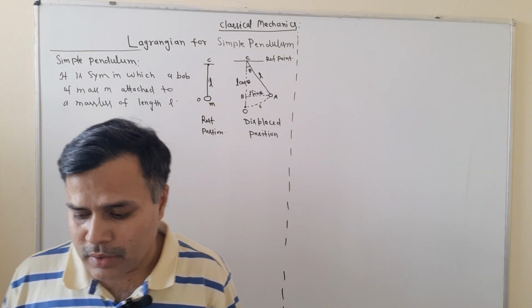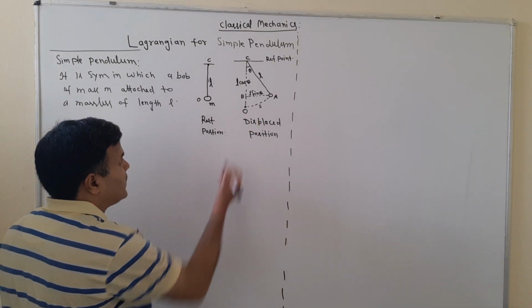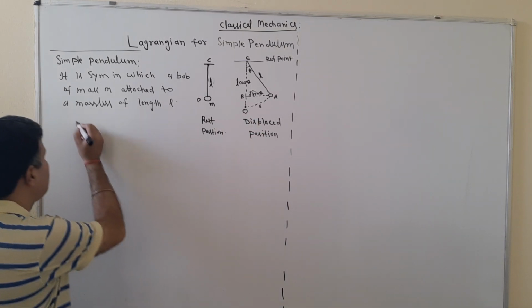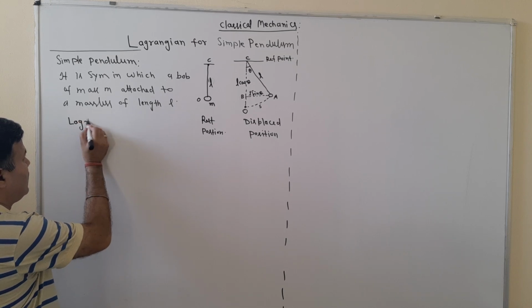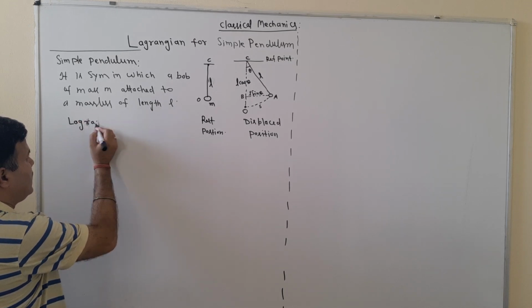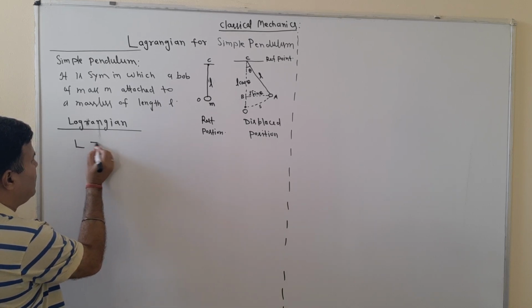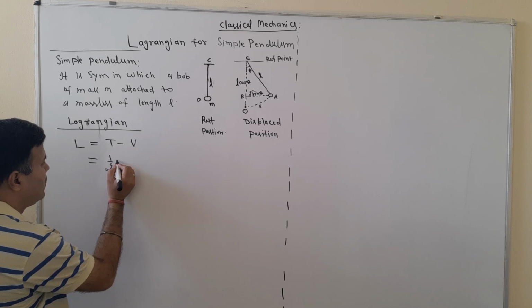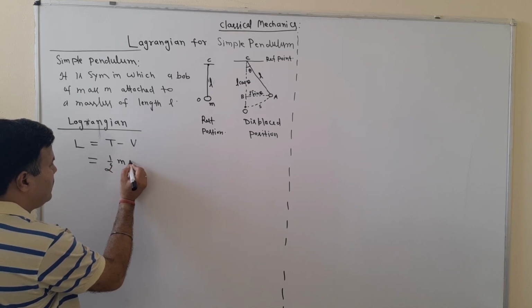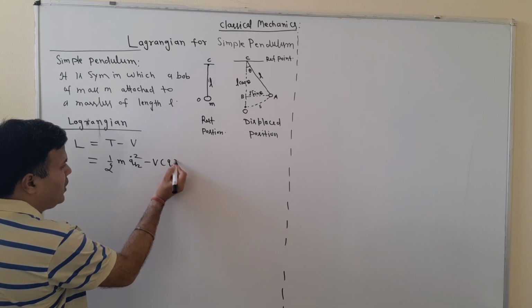Now what is the Lagrangian? Before writing the Lagrangian, L is T minus V, which is 1 by 2 m q_k dot squared minus V(q_k).